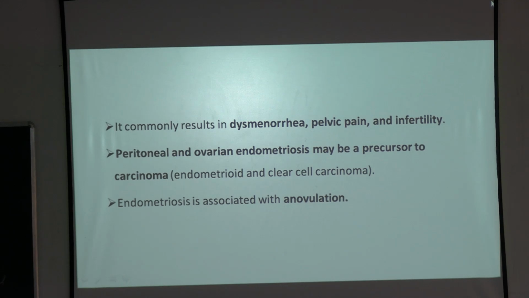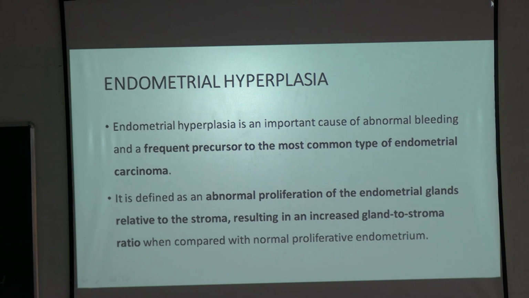Anovulation means there will be no ovulation, but menstrual cycle will occur. Now, second part, endometrial hyperplasia. Endometrial hyperplasia is an important cause of abnormal bleeding and frequent precursor to the most common type of endometrial carcinoma.